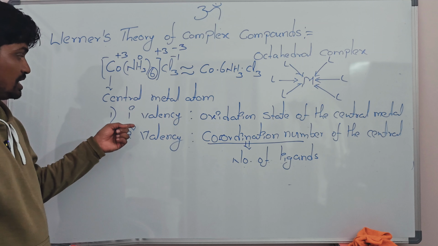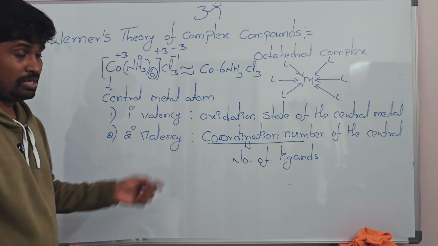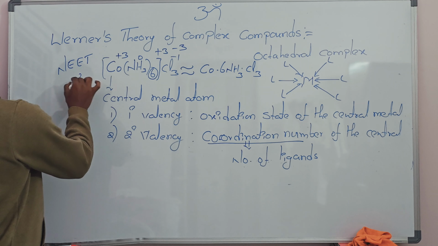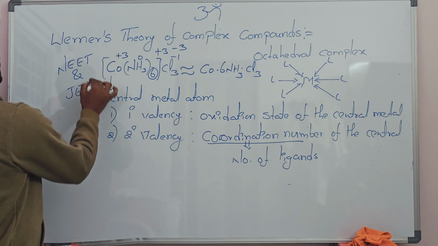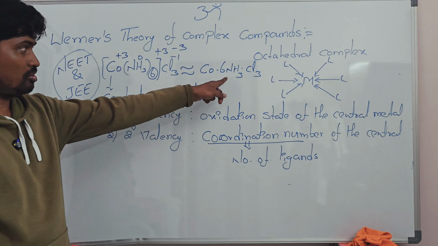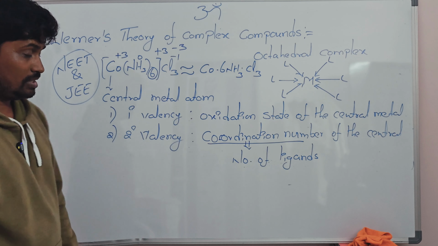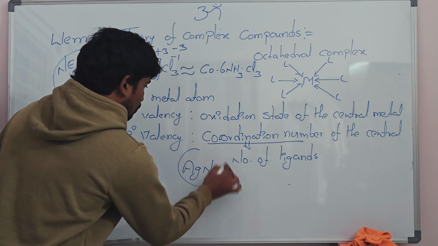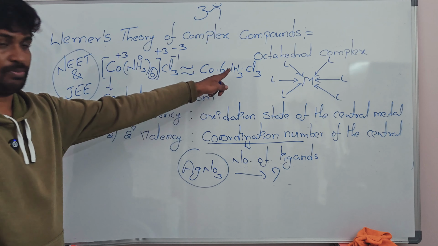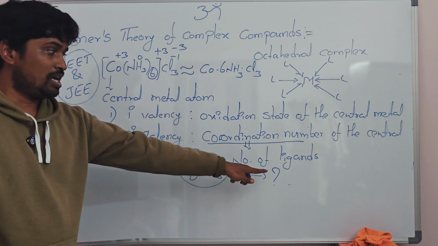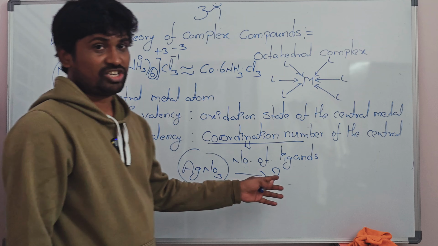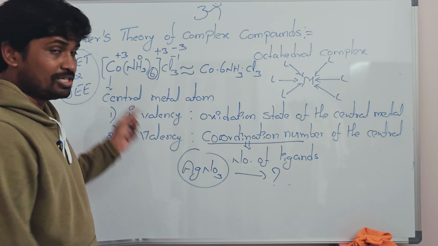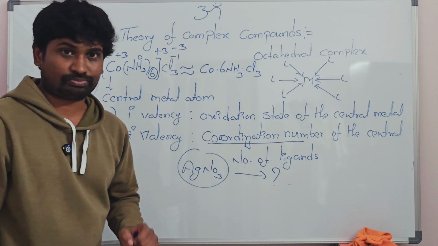What is the primary valency of the central metal atom? What is the secondary valency of the central metal atom? Here in this area, both NEET students as well as JEE students, one important reaction is there, based on a representation like this. That reaction is the reaction with silver nitrate solution. If the representation is like this, on reaction with silver nitrate, is the resulting precipitation possible or not? We will discuss it after this explanation. This area is important for both NEET and JEE students.